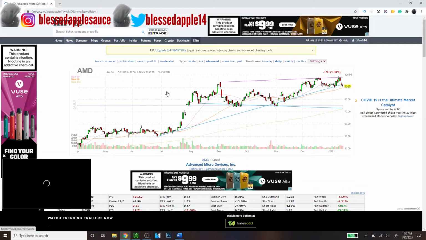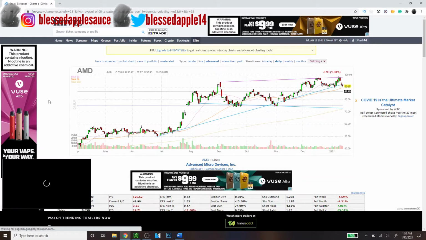You just set up this scan and you just go through it and you're able to find stocks. It's super simple, not difficult at all. But that's going to wrap it up.